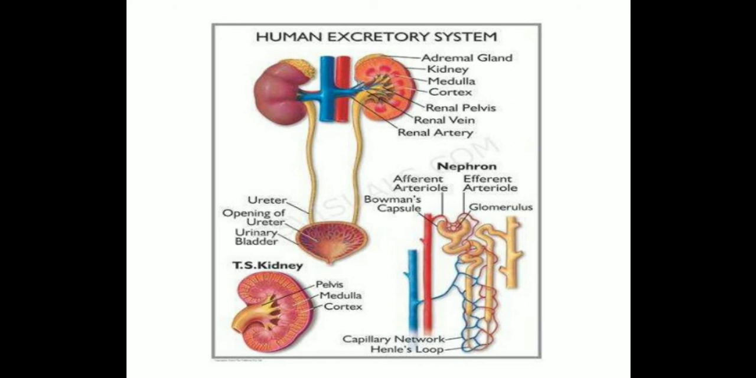And here the structure of the nephron is also there, where you can see the afferent arteriole and efferent arteriole. The afferent arteriole carries the blood to the nephron inside the Bowman's capsule, and detoxification or removal of toxic material takes place inside the Bowman's capsule. The inner wall of that Bowman's capsule is perforated, and the efferent arteriole carries this purified blood to the outside.